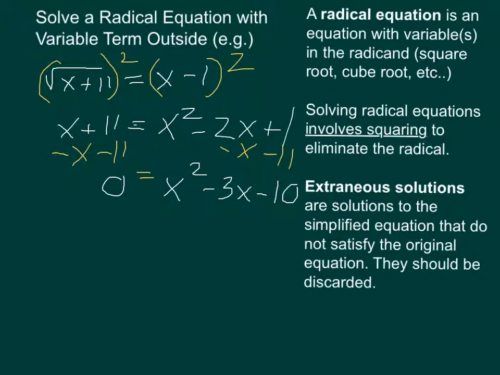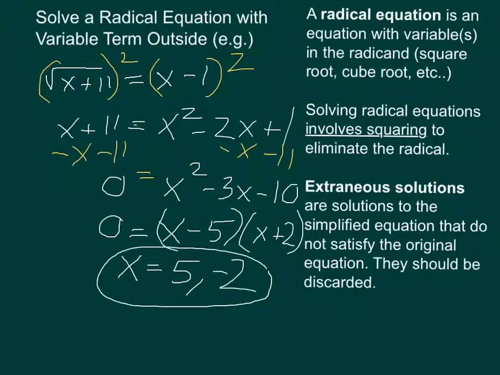Now to solve this, I'm going to try to factor, which can be done like this. Negative 5 plus 2 is equal to negative 3. Negative 5 times 2 is equal to negative 10. So by the zero product property, my potential solutions are x is equal to 5 and negative 2.